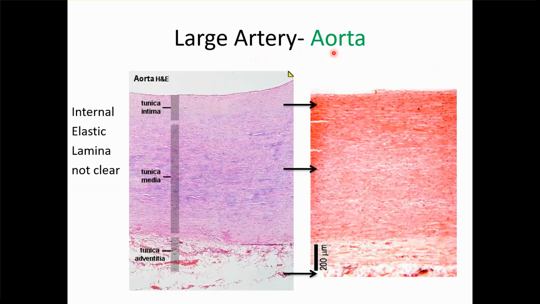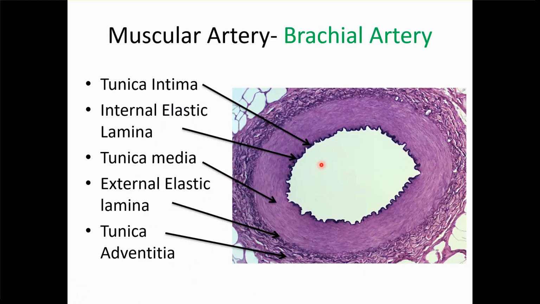Now large artery aorta, you will not see the lumen, and this is tunica intima, tunica media, tunica adventitia. Here you can see this is tunica intima, this is tunica media, and this is tunica adventitia. The tunica intima and internal elastic lamina are almost together, then tunica media, and this is tunica adventitia. You can see a line over here. This is the external elastic lamina.